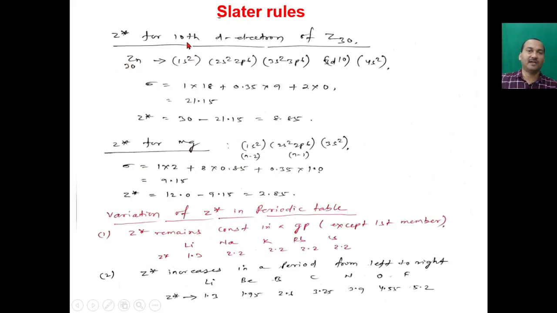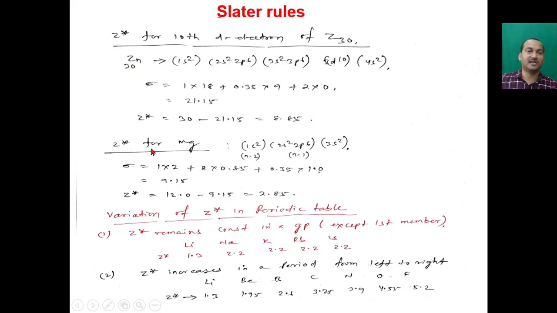Similarly, Z star for a 3d electron of zinc, atomic number 30. The electronic configuration we write like this: 1s2, 2s2, 2p6, 3s2, 3p6, 3d10, 4s2. For a 3d electron, sigma we can find out as 1 into 18 plus 0.35 into 9 plus 2 into 0. So it is found to be 21.15. So Z star equals 30 minus 21.15, which is found to be 8.85.